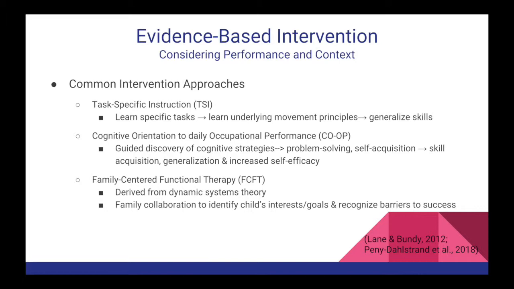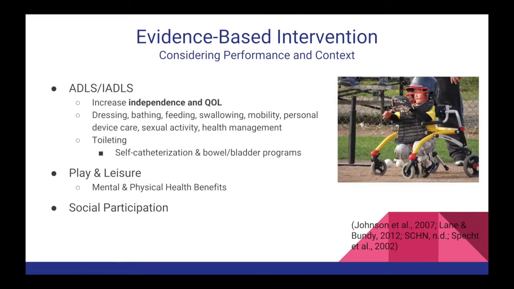Dynamic systems theory examines how the complex interactions between a person, their environment, and tasks influence behavior. This approach has a strong emphasis on family collaboration. So the family may assist the therapist in identifying the child's interests, goals, and even help them to recognize barriers to success. On this slide, 3 areas of occupation that are commonly addressed in intervention when working with children who have spina bifida are identified.